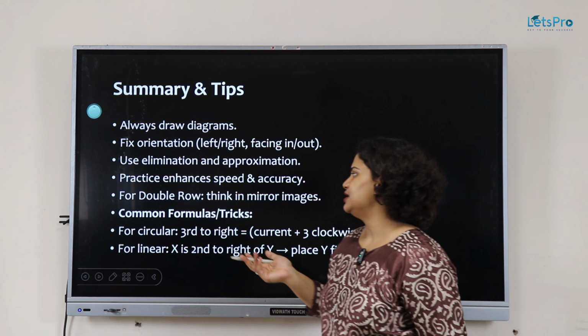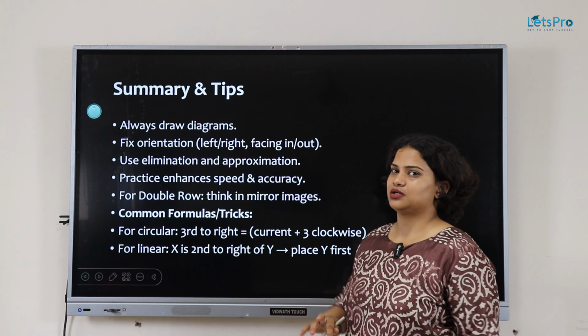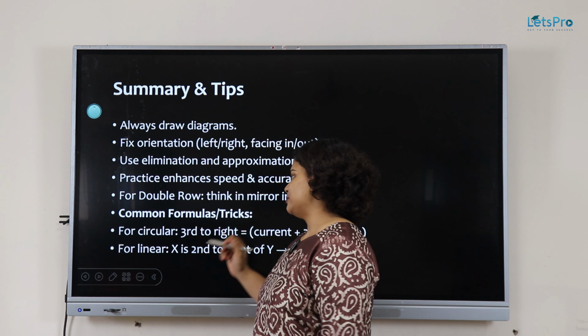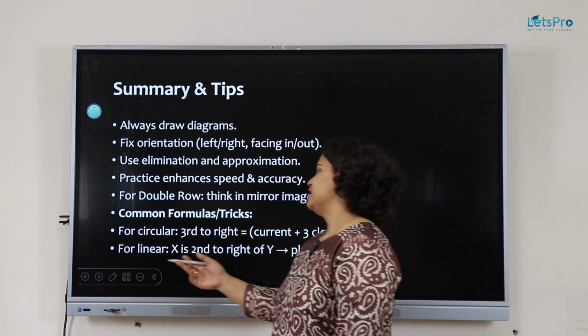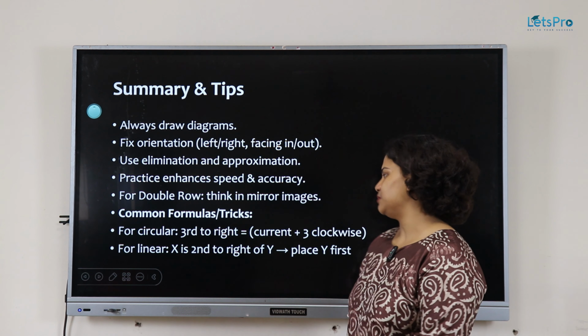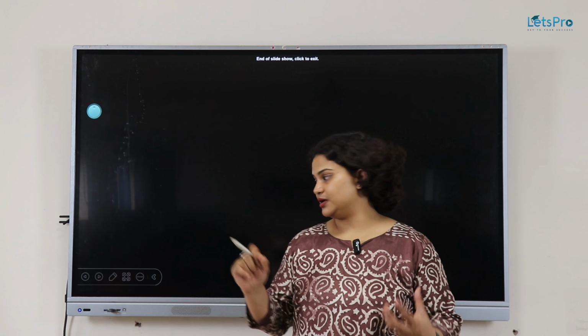This is always there. For double row, think in mirror image position. That's what. North and south is also good, right? Common formulas and tricks. For circular, third to the right, current plus 3 clockwise. For linear, X is second to the right, means place this particular Y first. Alright? Okay, so we have already arrived at the end.